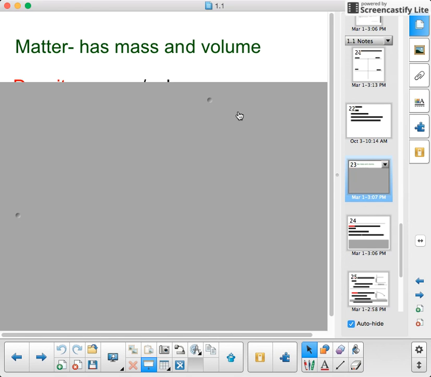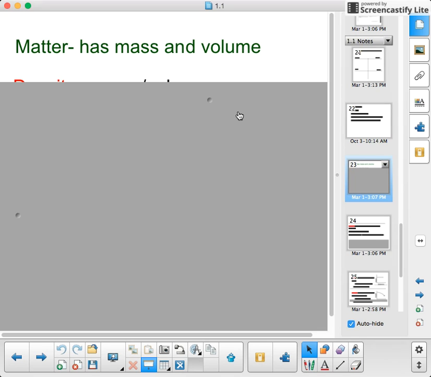In your notes underneath the vocabulary, you've got a bold heading that says Notes, and right underneath it, it says Matter equals. And we learned in this lesson that matter is anything that has mass and volume, or we can say anything that has mass and takes up space.